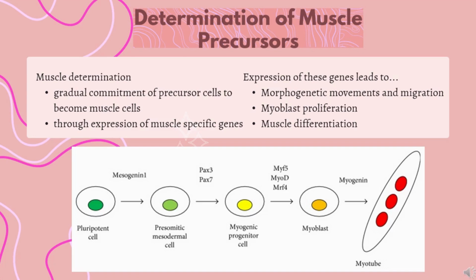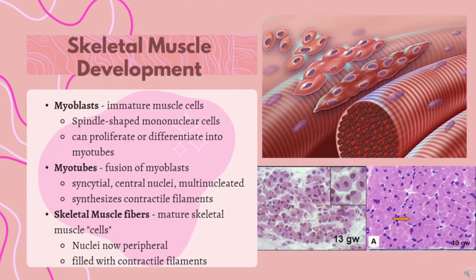As for the other muscle tissue types, slightly different signaling molecules are involved, but the general process of induction, determination, and differentiation are more or less the same. Now let's move on to the development of the different muscle tissue types.